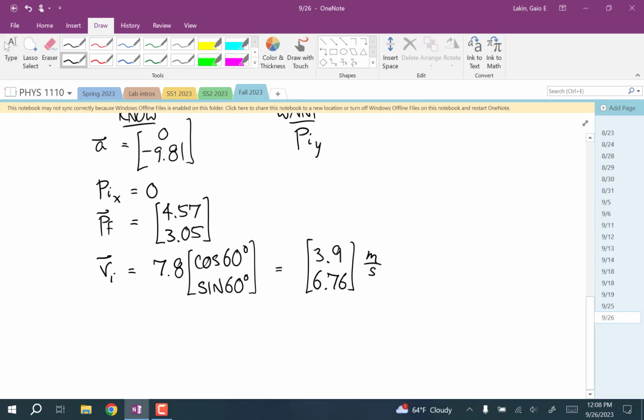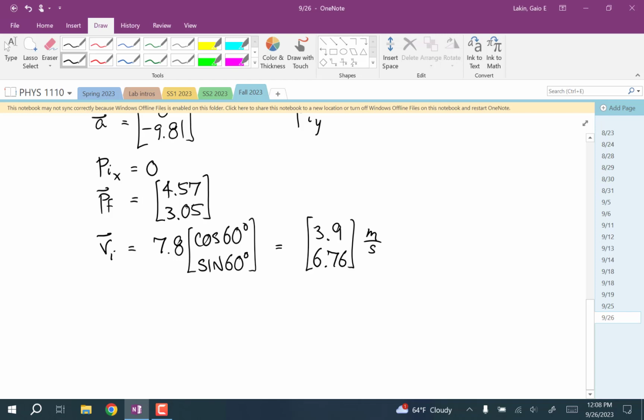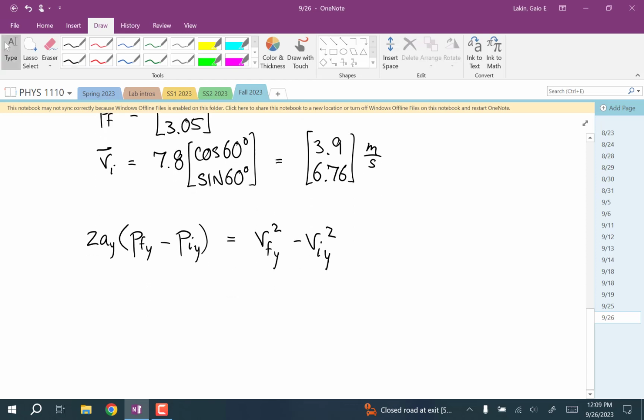Okay, so to calculate PIY, the equation we can use is 2AY times the quantity PFY minus PIY equal to VFY squared minus VIY squared. So negative 19.62 times 3.05 minus PIY.